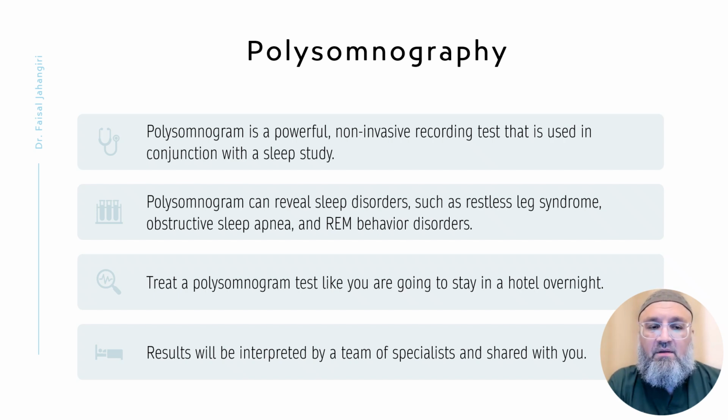A polysomnogram is a test which is done at night in a very quiet and well lighted room. Well lighted means that the light is very dim. It's not dark, it's not bright. Very dim light, so a person can go to sleep.